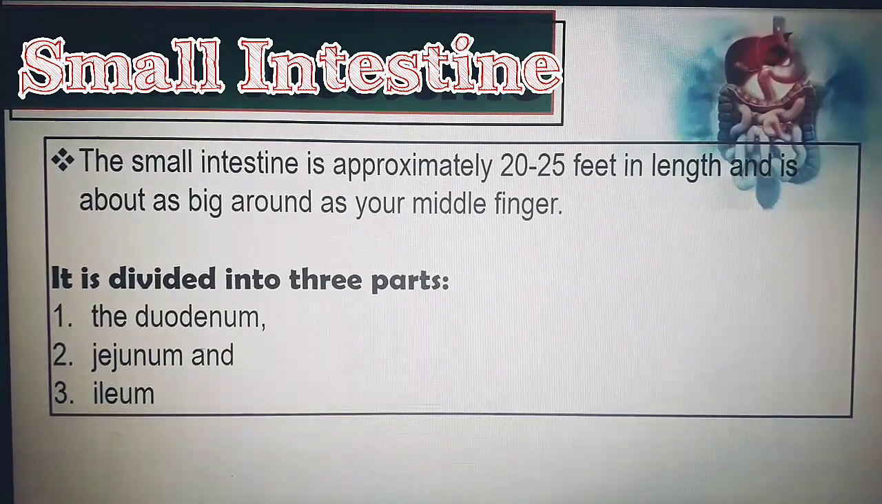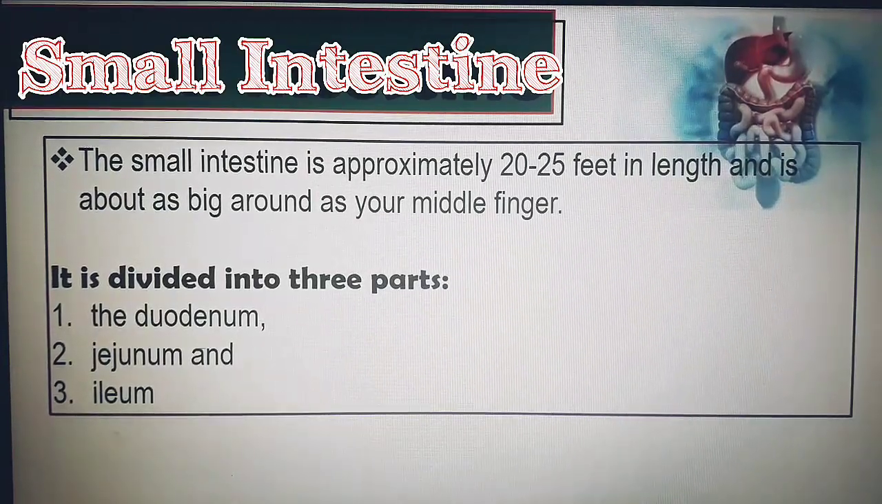The small intestine is approximately 20 to 25 feet in length and is about as big around as your middle finger. It is divided into 3 parts. We have the duodenum, jejunum, and ileum.